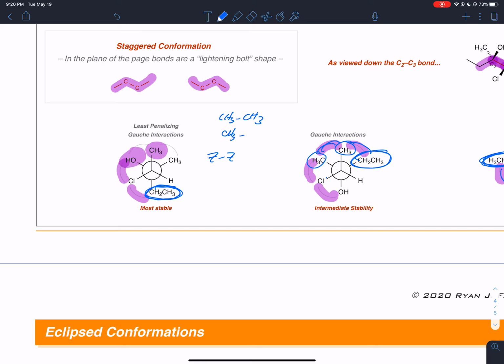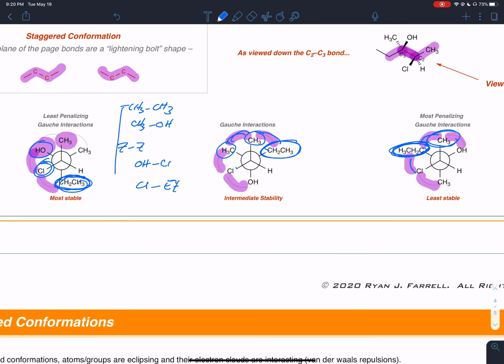We have a methyl OH gauche. We have an OH chlorine gauche, and we have a chlorine ethyl gauche. So if you're ever struggling to compare two, you can jot down what gauche interactions there are for this structure, and you can kind of cross them out, the similarities and the differences perhaps, and look for the point of difference, and then use your relative steric penalty ranking to compare and contrast.